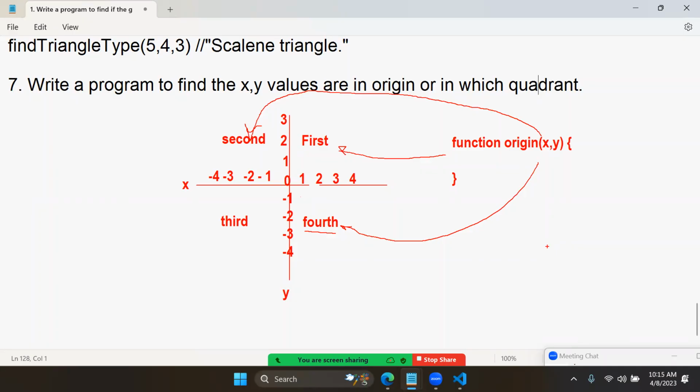In which quadrant x and y fall. So if I enter origin, suppose 0, 0, then it should say it is in origin. If I enter some values, suppose x and y are 2 and minus 2, then which quadrant is it in? Fourth, like that.